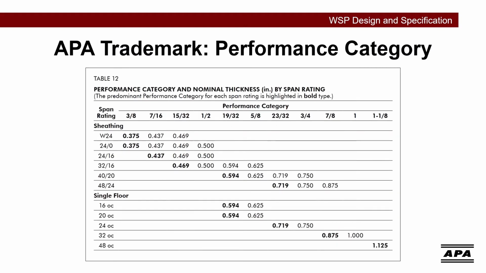This slide shows Table 12 from the APA Panel Design Specification, Form D510. The table provides performance category and nominal thickness in inches by span rating. Note that the predominant performance category for each span rating is highlighted in bold type. It's highly encouraged to specify structural applications by span rating or both span rating and performance category, as you may end up with the wrong span rating if you're only specifying the performance category.